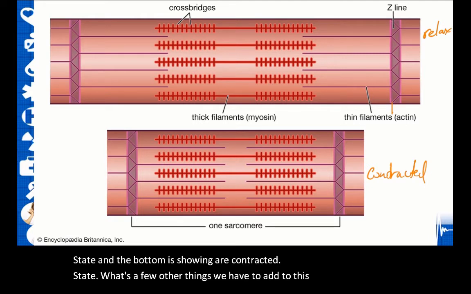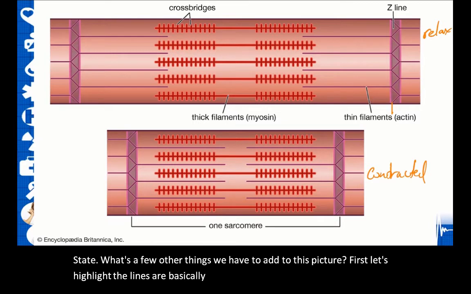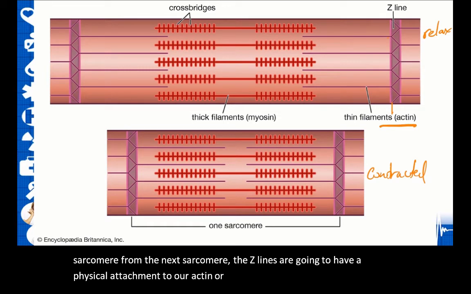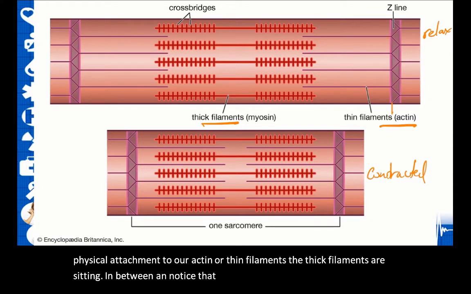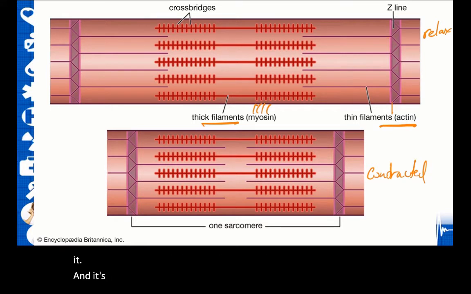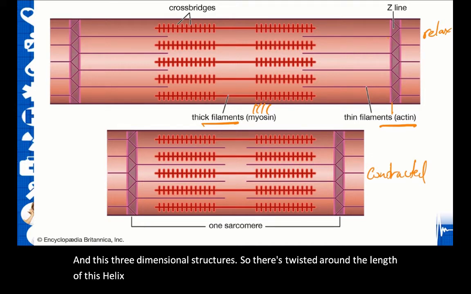First, let's highlight that the Z lines are basically the barrier separating the sarcomere from the next sarcomere. The Z lines are going to have a physical attachment to our actin, or thin filaments. The thick filaments are sitting in between, and notice that our thin filaments don't extend all the way across. Our thick filament, the myosin, has multiple myosin heads on it, and it's a three-dimensional structure, so they're twisted around the length of this helix-style fiber.